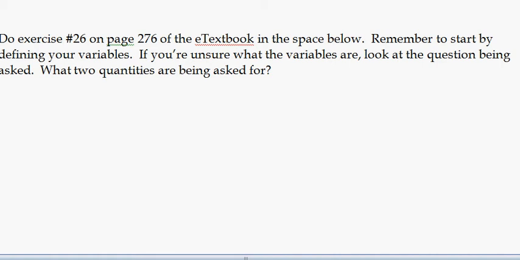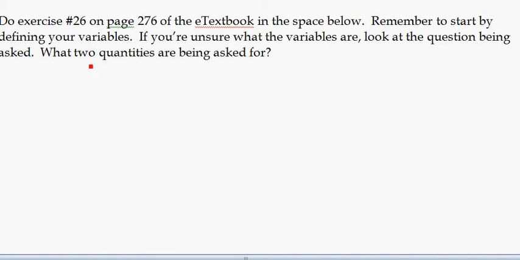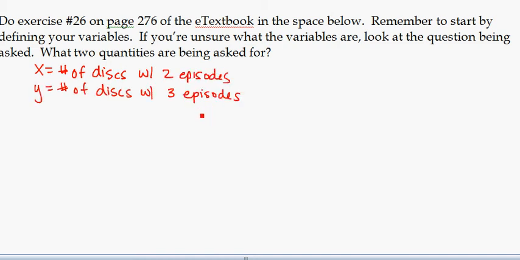Okay, so hopefully you started by defining your variables. Based on what they were asking us to find, what are the two quantities they're being asked for? We want to know the number of discs with 2 episodes. So I'm going to let X be the number of discs with 2 episodes, and Y will be the number of discs with 3 episodes.